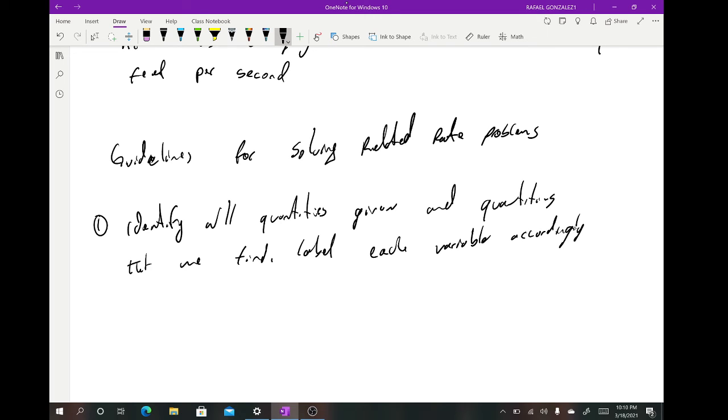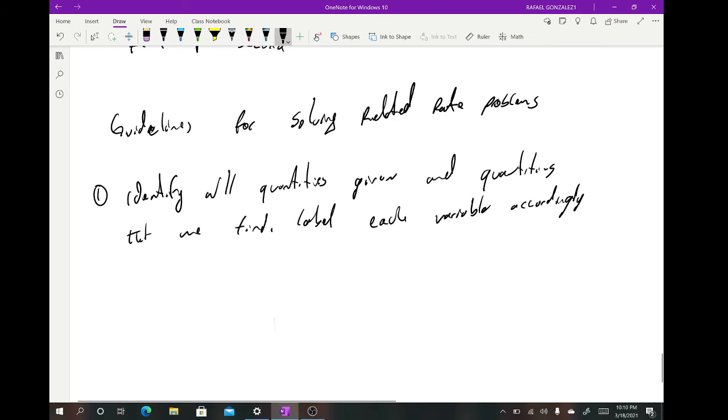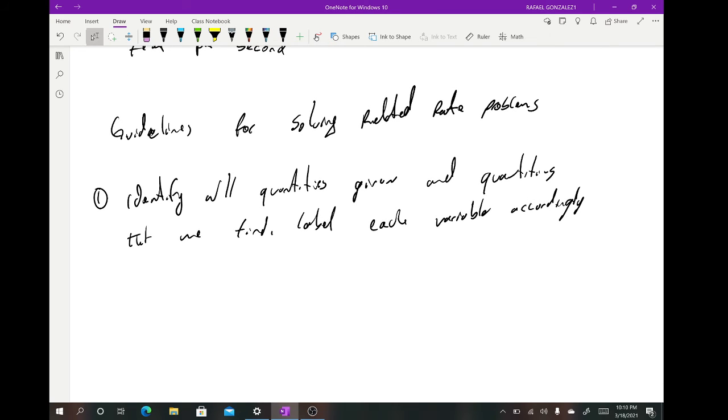For example, as soon as you hear somebody say the rate of change of the area, you know that's going to be your dA/dt. If you hear the rate of change of the radius, that's immediately dr/dt. The rate of change of the speed, make the variable s, so that will be ds/dt. Every time that you hear rate of change, you should think of d/dt with some variable, let's call it x. You always think of that.